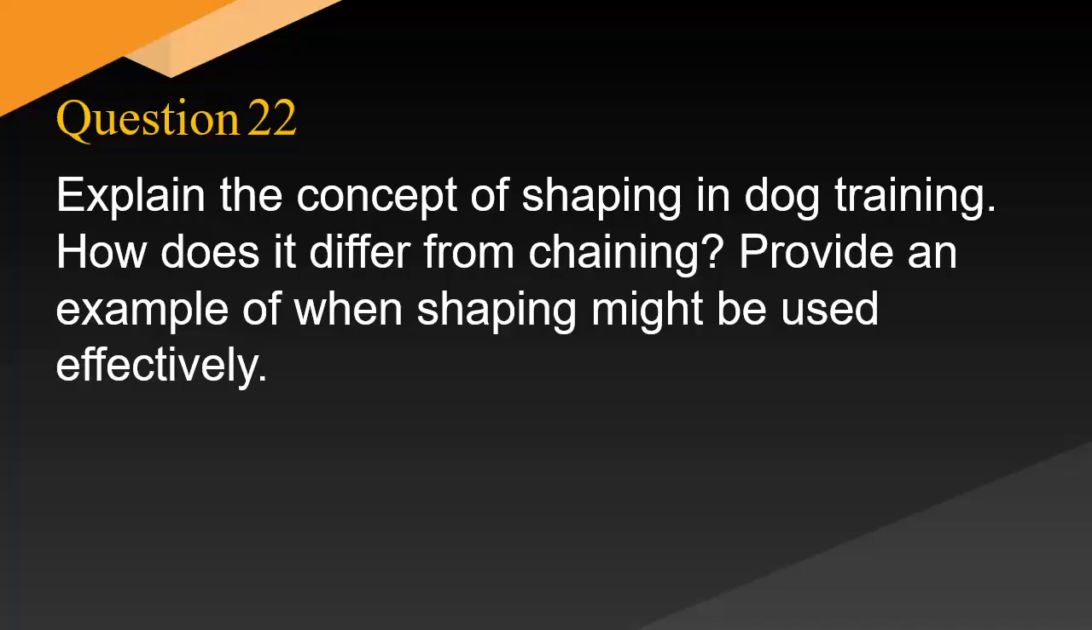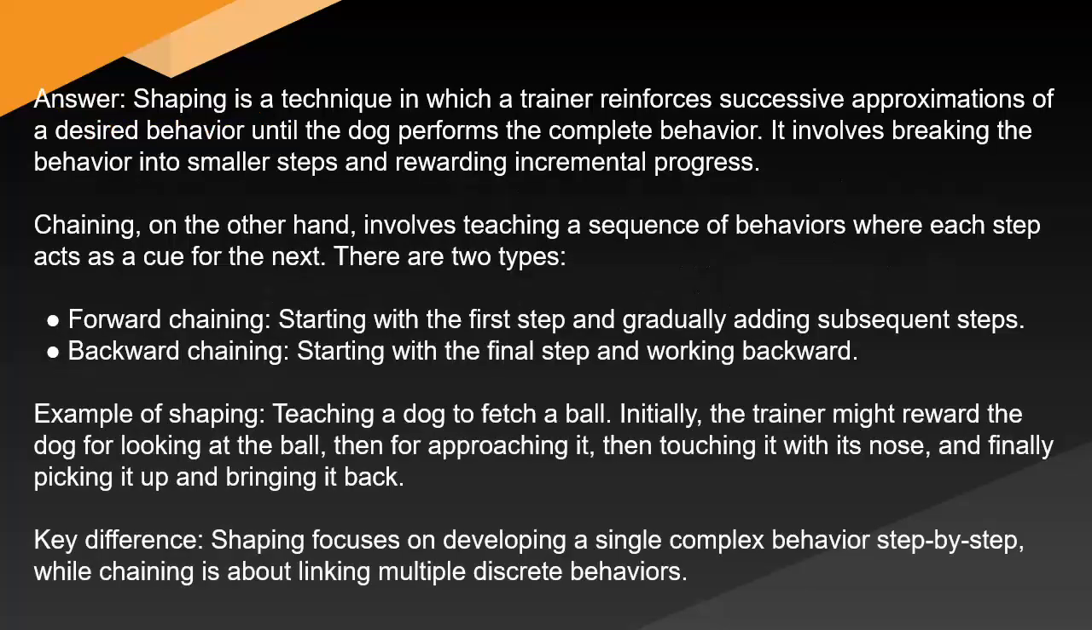Explain the concept of shaping in dog training. How does it differ from chaining? Provide an example of when shaping might be used effectively. Answer. Shaping is a technique in which a trainer reinforces successive approximations of a desired behavior until the dog performs the complete behavior. It involves breaking the behavior into smaller steps and rewarding incremental progress. Chaining, on the other hand, involves teaching a sequence of behaviors where each step acts as a cue for the next. There are two types: forward chaining, starting with the first step and gradually adding subsequent steps.